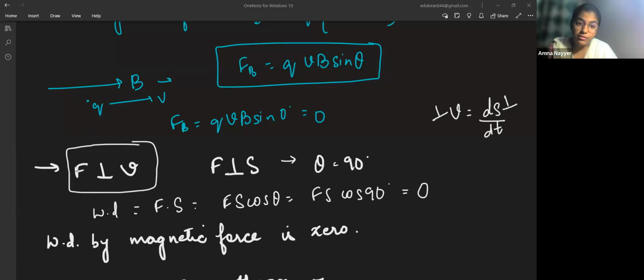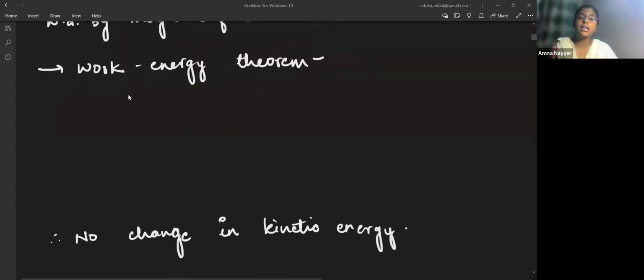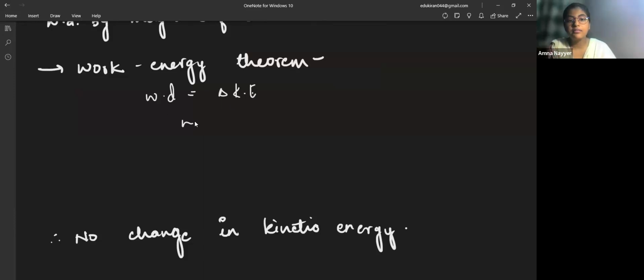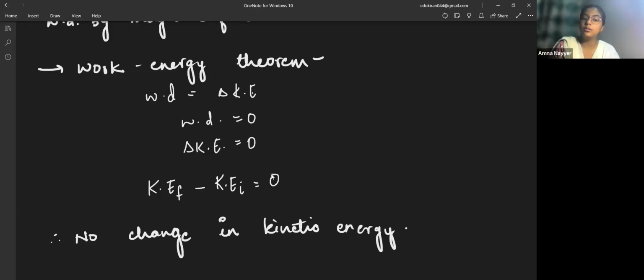So if the force is perpendicular to velocity, we have to link how to get kinetic energy. We have calculated that work done is 0, so we apply the work energy theorem. Work energy theorem says whatever the work done is, it equals the change in kinetic energy. So if work done is 0, then change in kinetic energy is also 0. This means final kinetic energy minus initial kinetic energy is 0. That was the question: there is no change in kinetic energy.